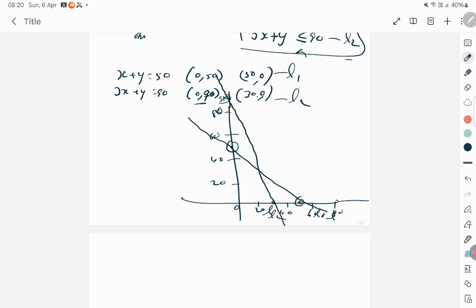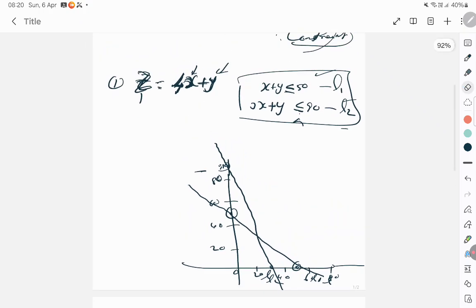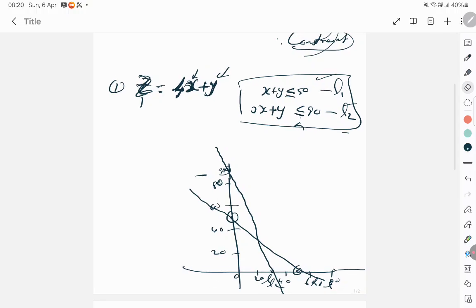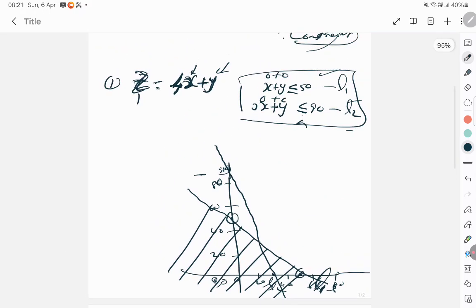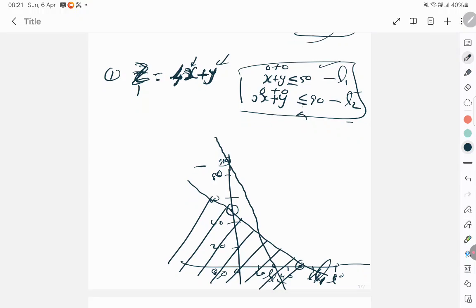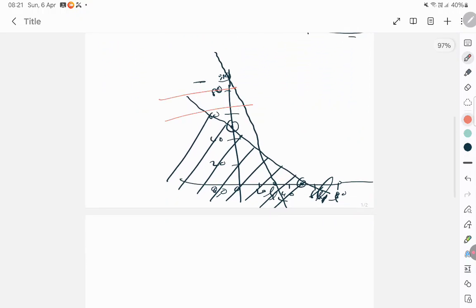Just draw these graphs. Once you get line 1 and line 2, you can ignore the equality symbol. Don't have to worry about the equality symbol now. Just go to inequality. This is the origin. Check if the origin satisfies this inequality. Put 0 plus 0. Is it less than 50? Yes. So for the first line, the origin side can be shaded, because origin is satisfying this inequality. Go to the second one. Put 0, 0. Is it less than 90? Yes. So for the second line also, the origin side is satisfied.